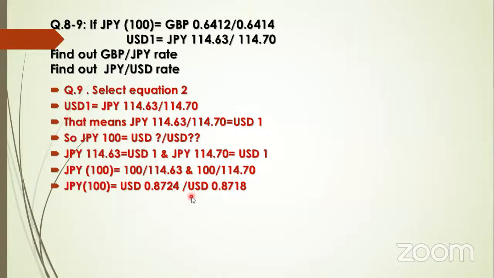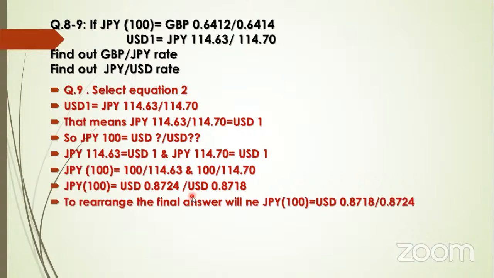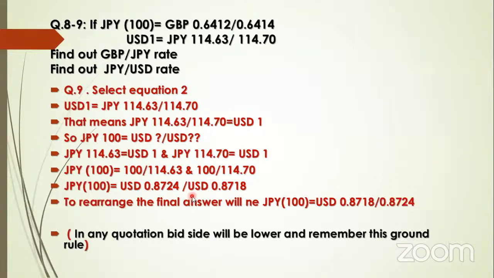Now you have to rearrange. An interbank quote is always an interbank quote; an interbank quote is different from a customer quote. In an interbank quote, the bid rate will always be lower and the offer rate will be higher. That difference is known as spread. Spread means profit for that particular bank. So how will Japanese yen 100 be rearranged? 0.8718 versus 0.8724. Then you will get the correct answer.